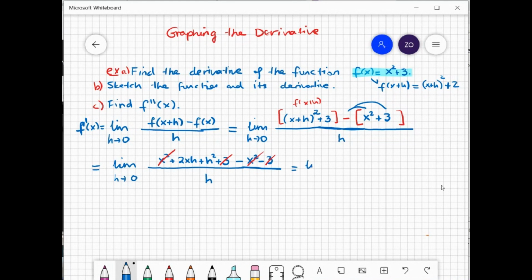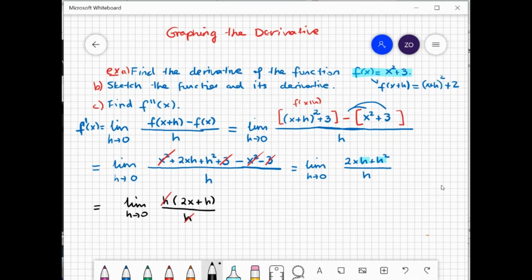So what are we left with? The limit as h goes to 0 of 2xh plus h squared over h. And can we factor out a common h? Remember, we should factor out to be able to simplify things. So when we factor out h, we will find h times 2x plus h, divided by h. Okay, so one of the factors will go. We will find 2x plus h.